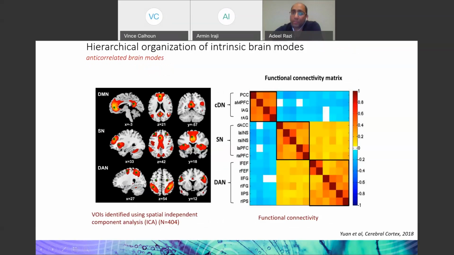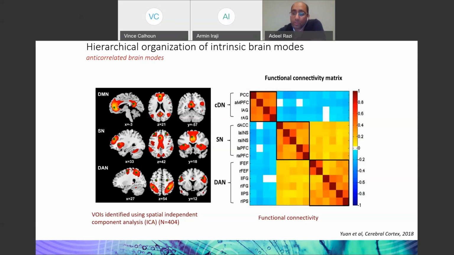Another example that I wanted to show, where we looked at these three networks, is related work done by Yuan Zhu, Chinese Academy of Sciences. We used these again three large-scale networks: core default mode network, salience network, and DAN. This is the usual functional connectivity pattern that you see, that DMN is anti-correlated with salience and DAN. So you see this well-known functional connectivity pattern.